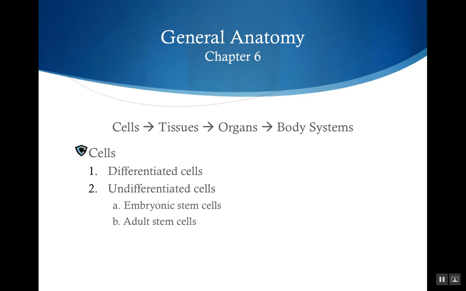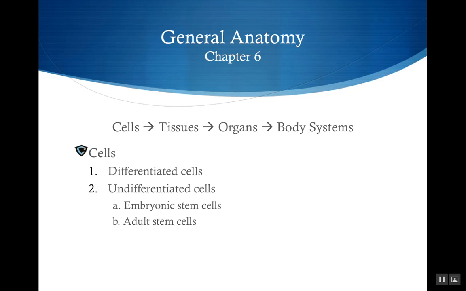Adult stem cells, on the other hand, are the immature cells which have not been dedicated to a specific function, and the name is a little misleading. These are not just stem cells that are found in adults. Adult stem cells are found in adults and children. The term adult stem cells is just used to set it apart from the embryonic stem cells, which is what we just discussed.